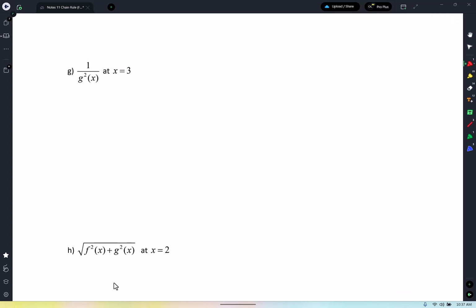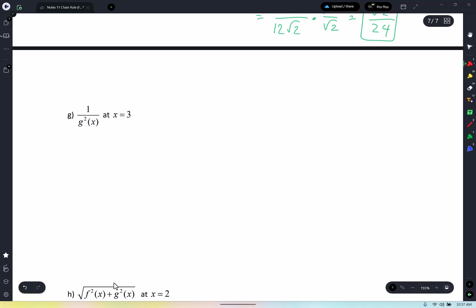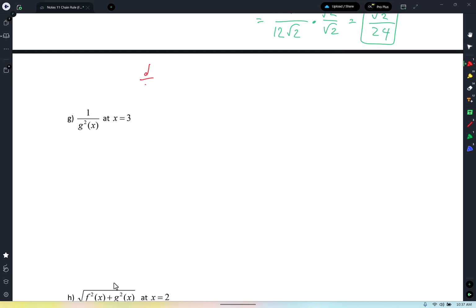Do we have to do quotient rule for letter G? No, guys. Pick it up like this. Let's see, d/dx of 1 over g of x squared, I'm going to write it like this, is d/dx of g of x to the negative 2. Is everyone okay with what I just did? Just algebra, guys. Just algebra.